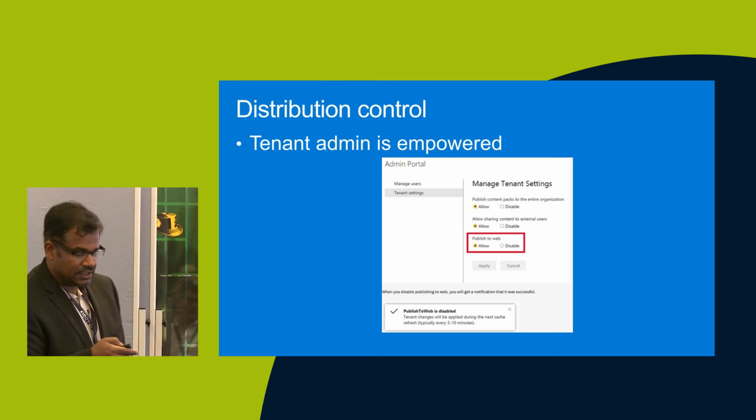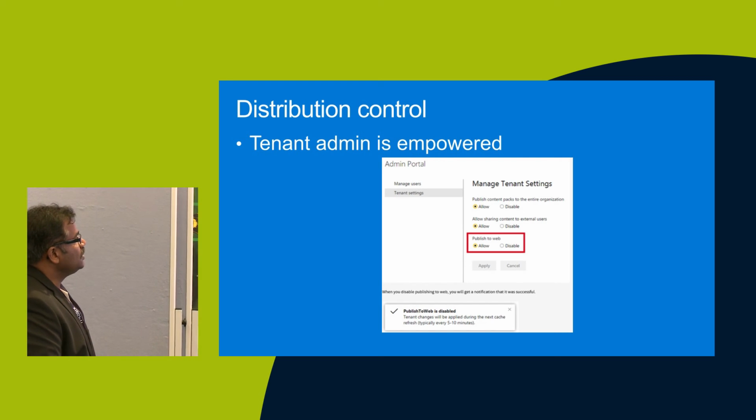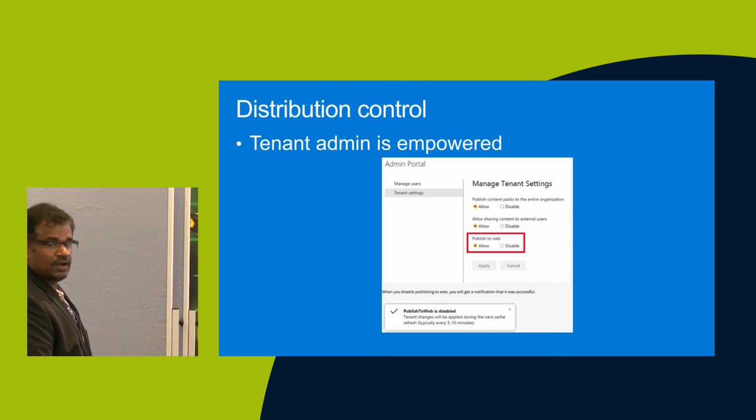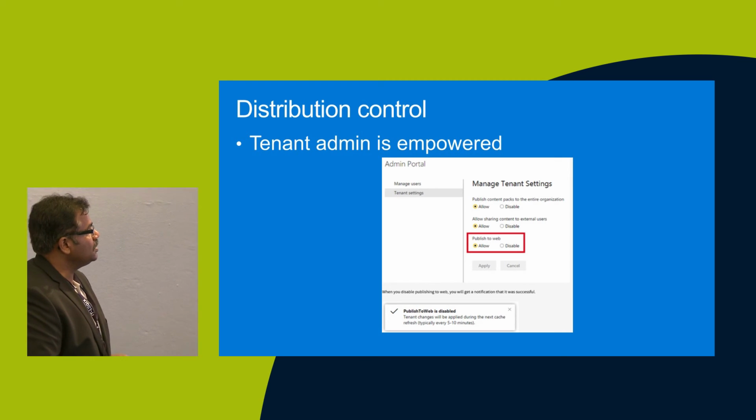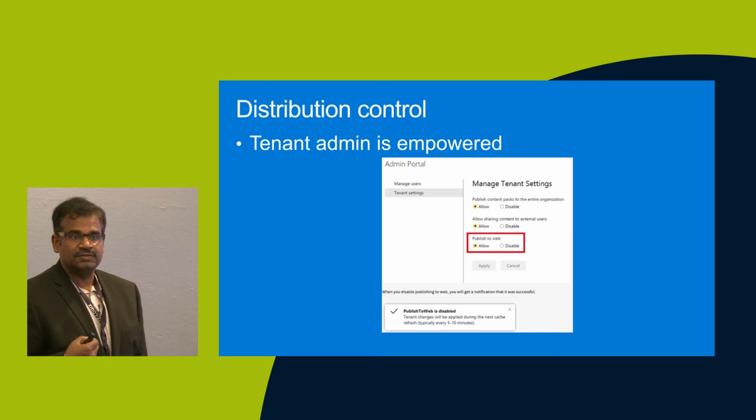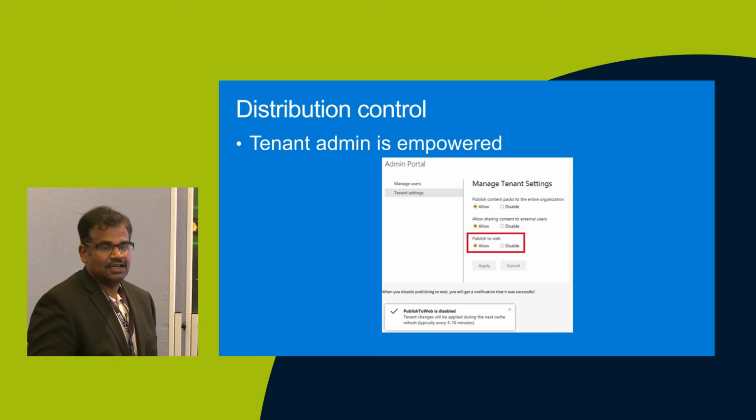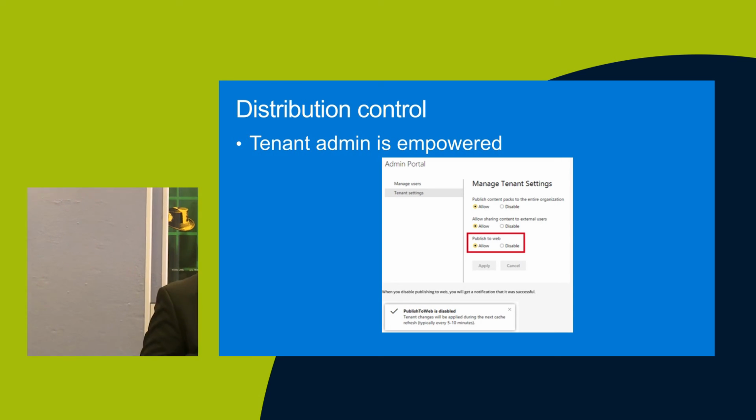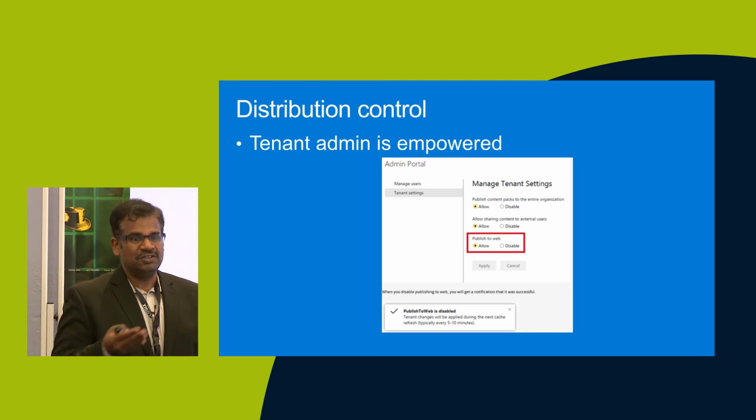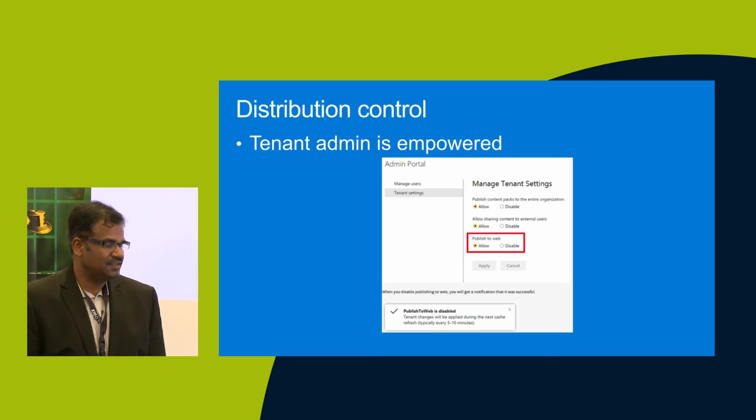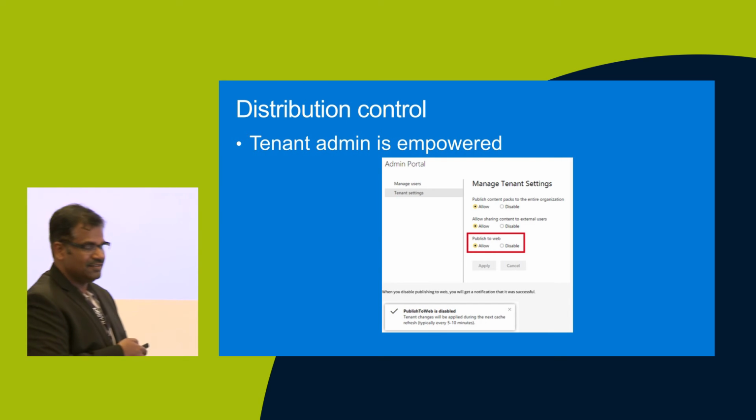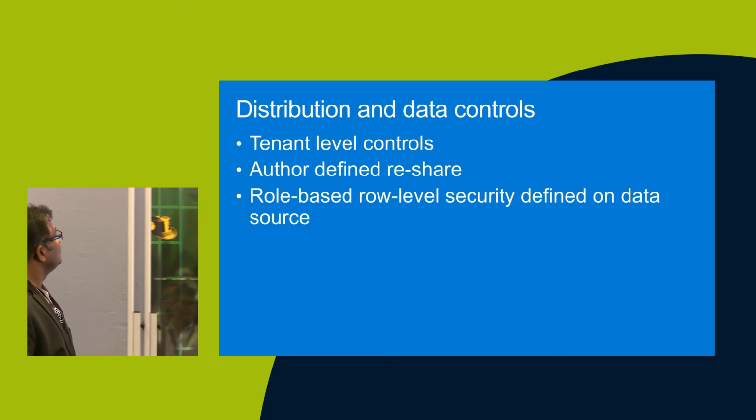Then we have provided these tenant admin controls in terms of allow or disallow external sharing, right? Cross-tenant sharing or publish to web. This is another control. So these are controls which the tenant admin has in terms of deciding whether they want to allow users to share external to my company, right? They're usually very risk averse here.